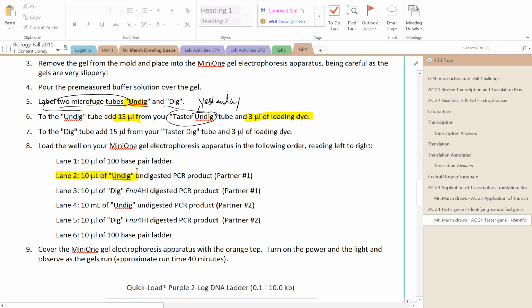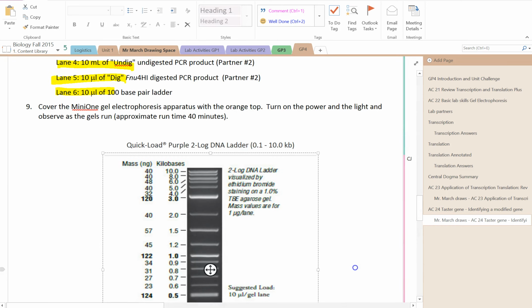And we're also going to do the same thing with our digest tube. So we're going to label a new tube. We're going to add 15 microliters from yesterday's tube, 3 microliters of loading dye, and we're going to put that into lane 3 for partner number 1. Partner number 2 is going to do the exact same thing and load their gels into lanes 4 and 5, and then we will put markers in lanes 1 and 6. Again, we're putting markers in both of those lanes so it's easier to see. We'll turn the gel apparatus on and it will run.